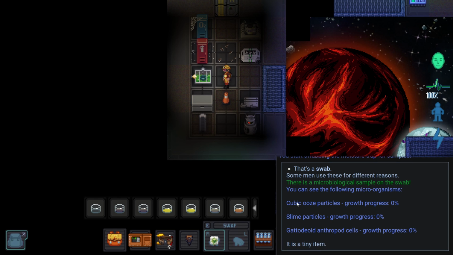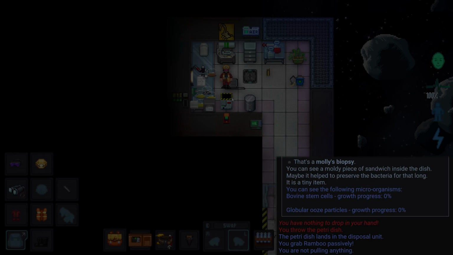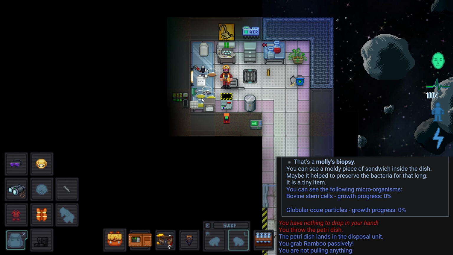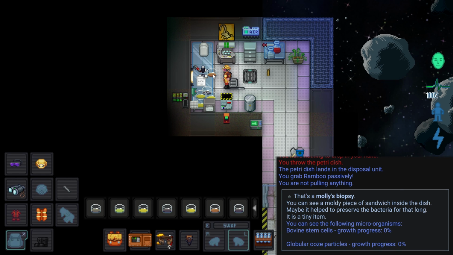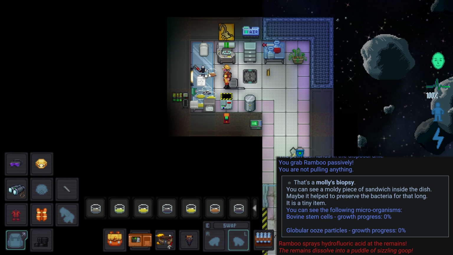Getting some new cubic ooze particles, which is a cubic slime. Right, we got quite a lot of cells. There are 4 petri dishes here and a full box, and also this one that was here from the beginning. To analyze the cells, you can use this microscope.